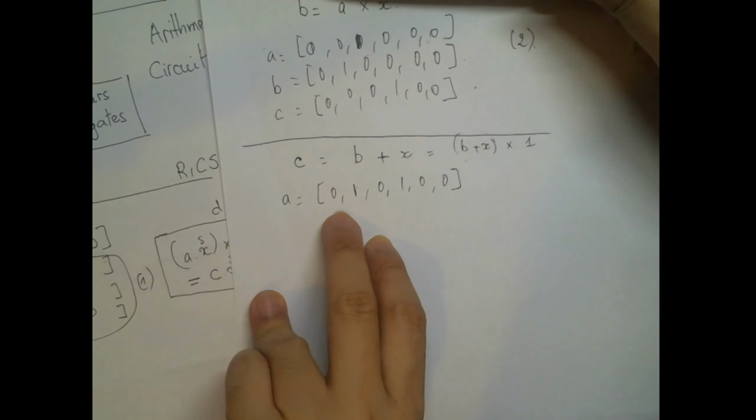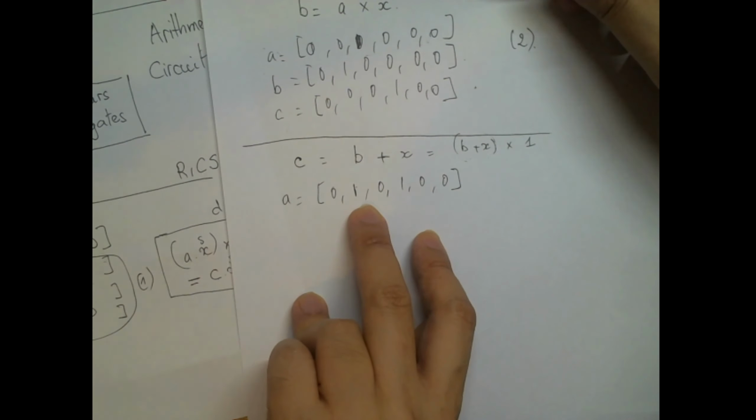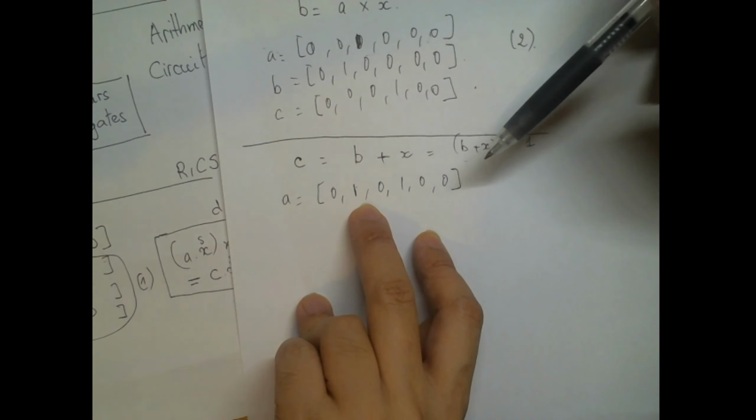So this 0 times 1 will be 0. 1 times X will be X, and then this term here.